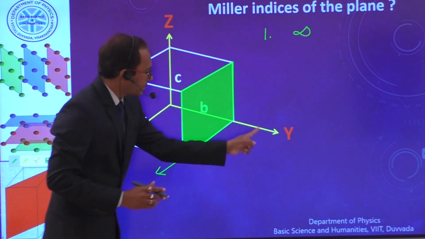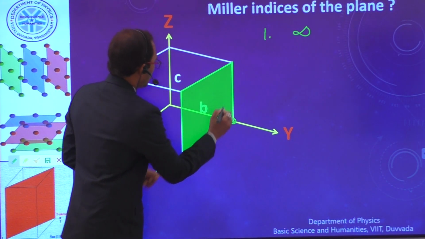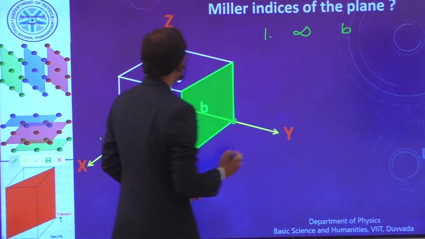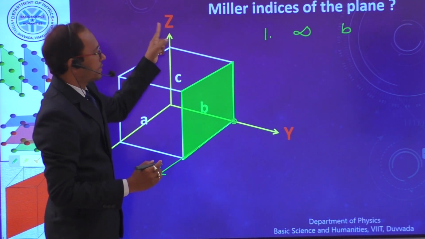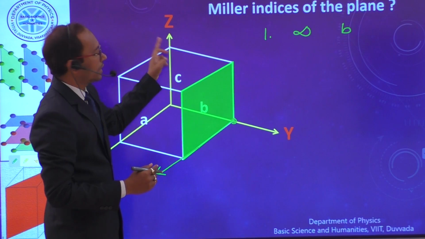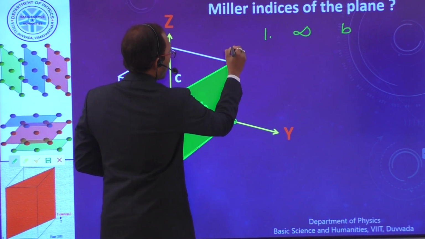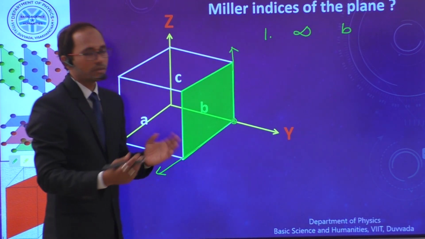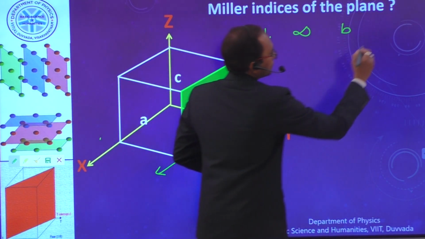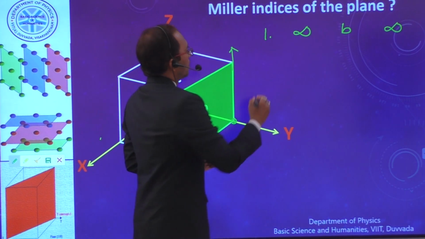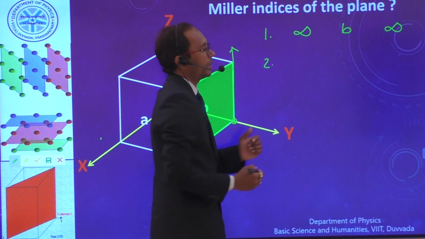Similarly, on the y-axis, what is the intercept? Yes, it is touching here. That means the intercept is b. On the z-axis, again it is not touching, so it is parallel to the z-axis. So we have to take the intercept as infinity. Now in the second step, you have to divide by the primitives.